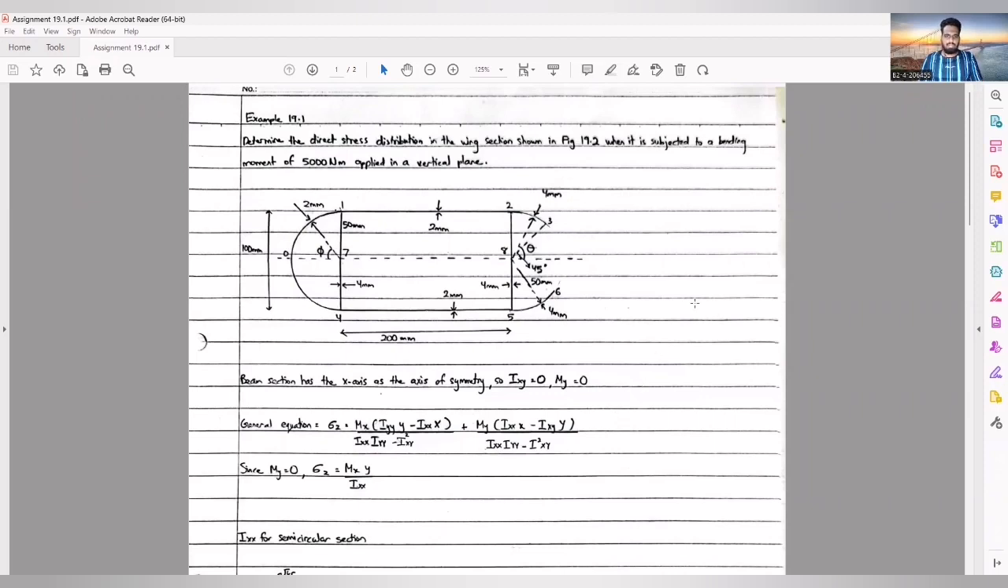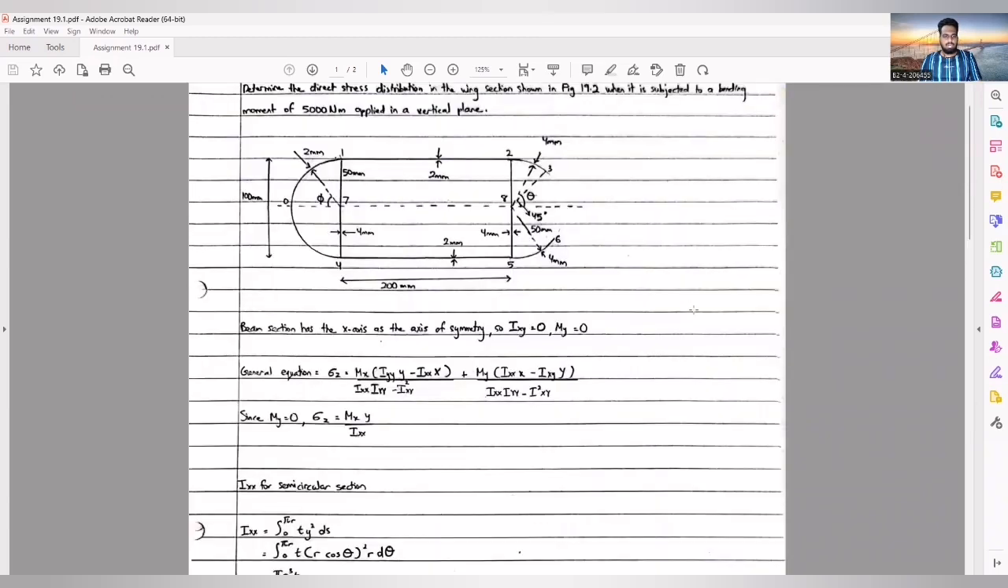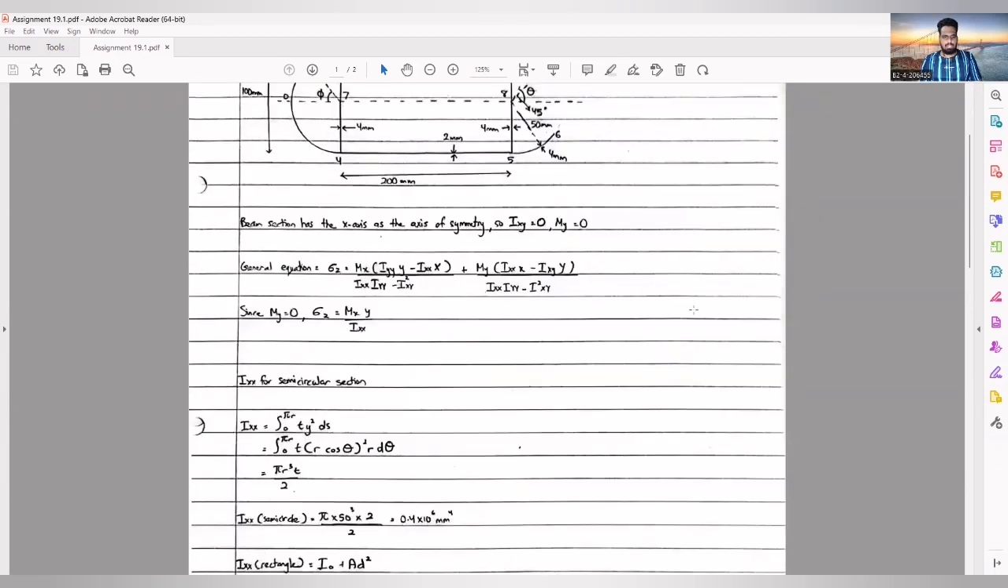We can look at the figure. The beam section has the x-axis as the axis of symmetry, so Ixy equal to 0 and My will be 0. Normally we will use the general equation to find the direct stress. When My is equal to 0, we simplify the equation and get a much simpler equation, which is Mxy over Ixx. To solve this equation, we need to find Ixx first.